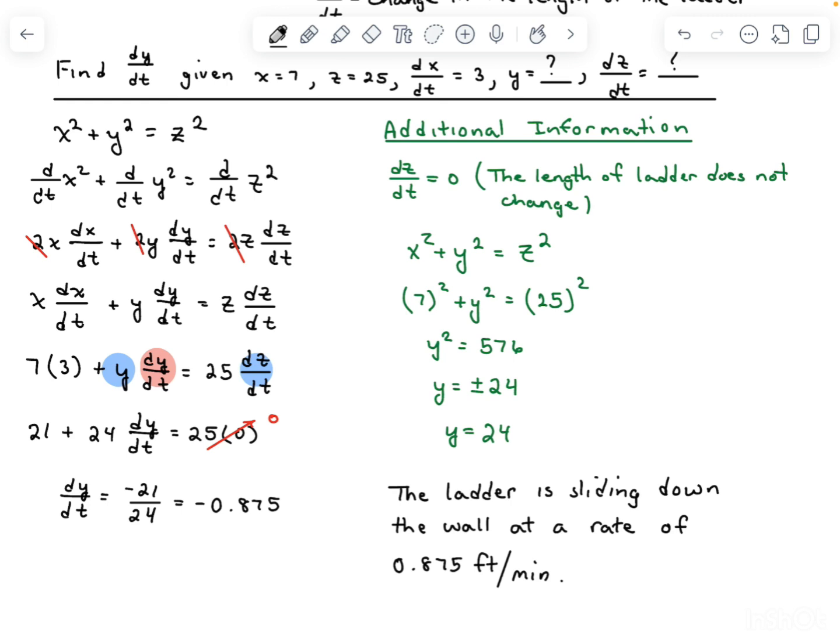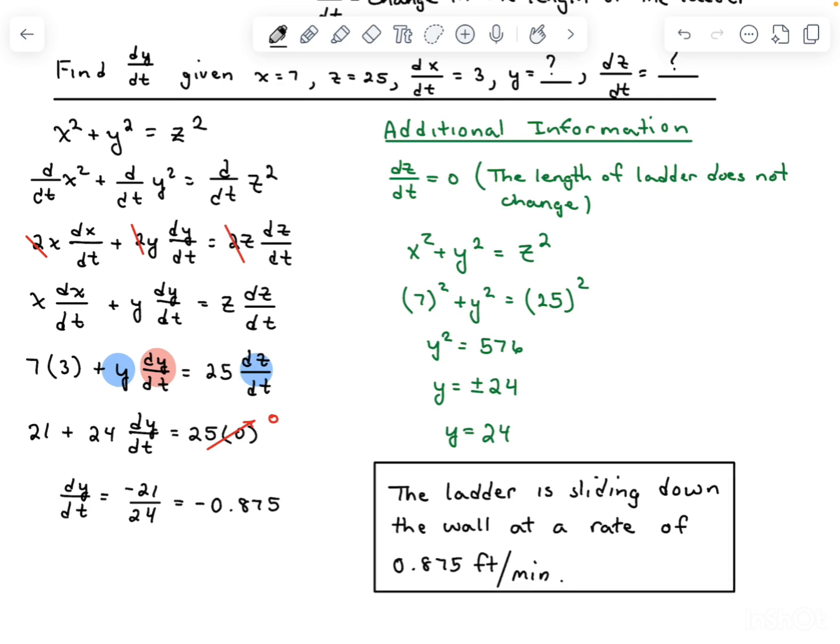This means the ladder is sliding down the wall at a rate of 0.875 feet per minute. And we are done.